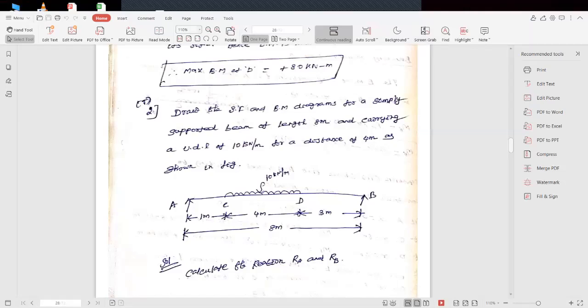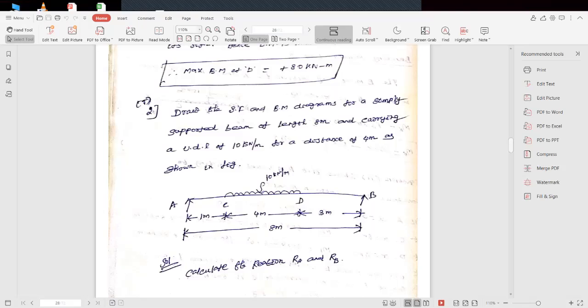Now we will see how to draw the shear force and bending moment diagram for a simply supported beam of length 8 meter and carrying a uniformly distributed load of 10 kilonewton per meter for a distance of 4 meter, as shown in the figure. You can see in this figure the beam is a simply supported beam. The length of the beam is 8 meter. It carries a uniformly distributed load of 10 kilonewton per meter.